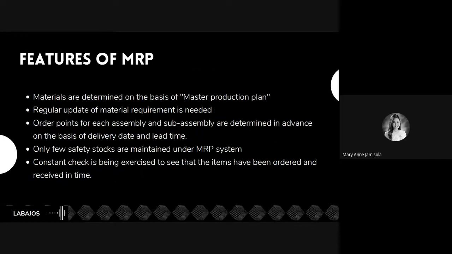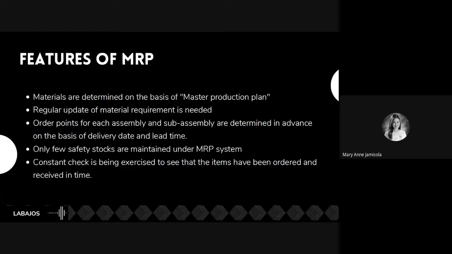Features of MRP. The notable features of MRP system include the following. Materials are determined on the basis of a production plan. Then there is a regular update of material requirements. Order points for each assembly and sub-assembly are determined in advance on the basis of delivery date and lead time. There are only few safety stocks maintained under the MRP system. So if there are only few safety stocks, this actually saves us storage cost.